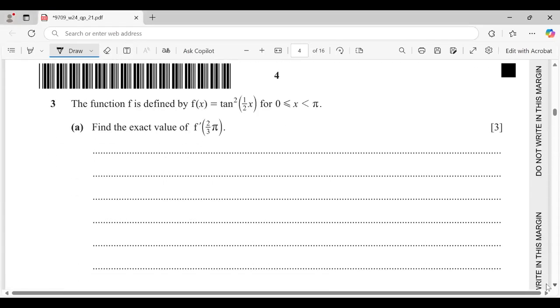Number 3. The function f is defined by f(x) = tan²(x/2) for x in the interval 0 to π. Find the exact value of the derivative f'(x) at x = 2π/3.